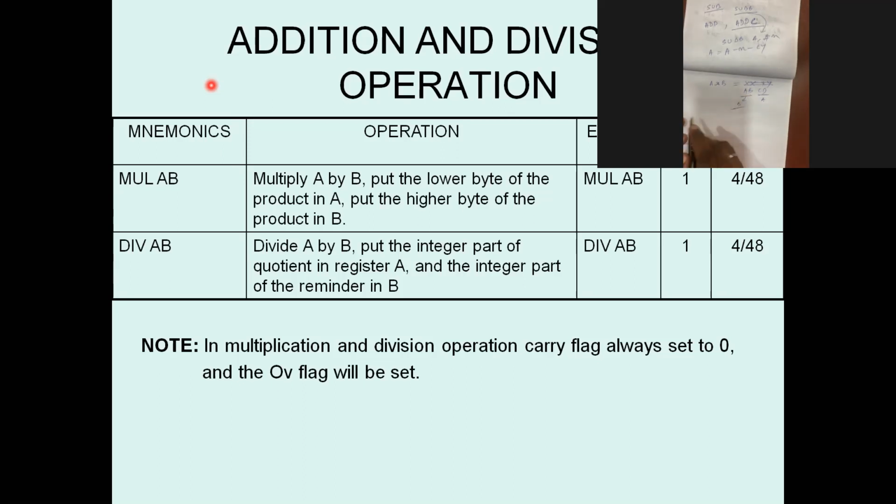Similarly, DIV AB means A is divided by B. Then there is a quotient part and a remainder part. Say the remainder is X and the quotient is Y. This Y comes into the accumulator and this X will come into the B register.